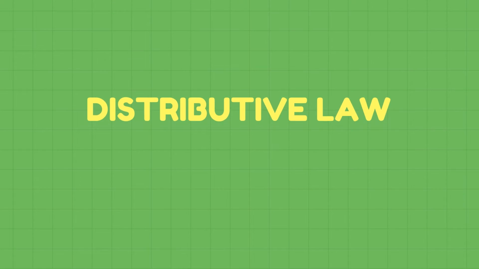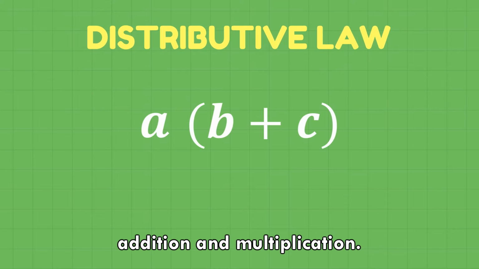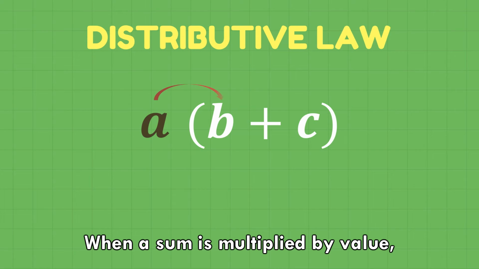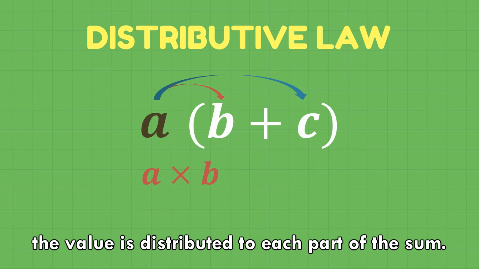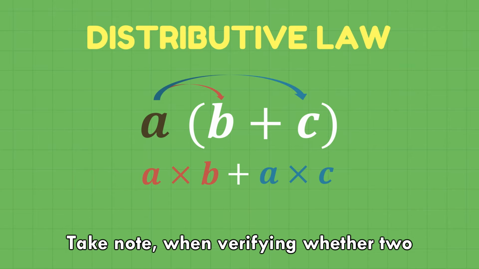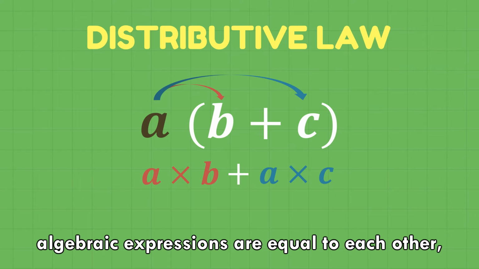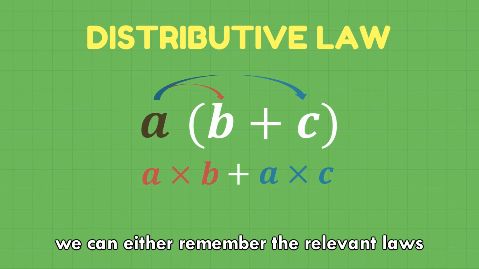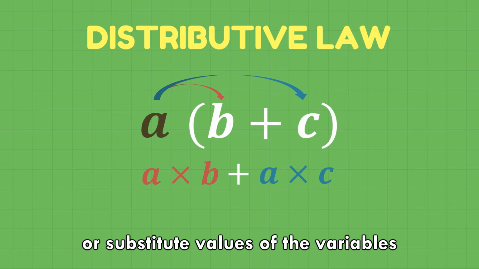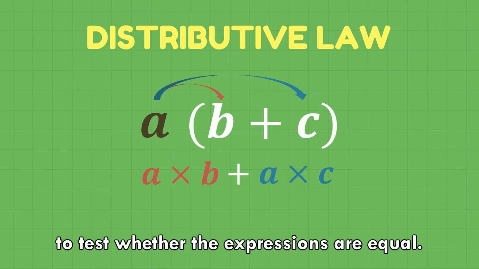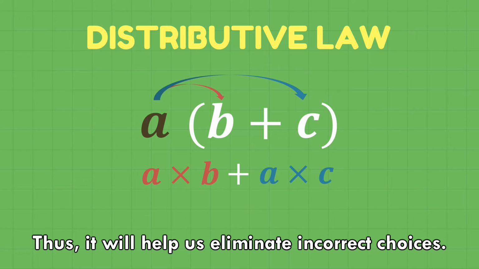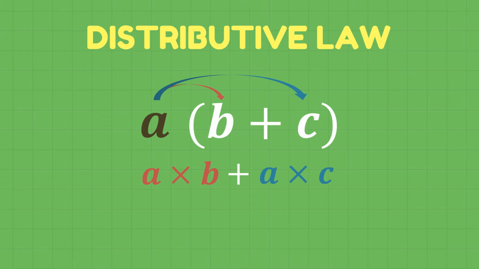Distributive law. It deals with the organization of addition and multiplication. When a sum is multiplied by a value, the value is distributed to each part of the sum. Take note, when verifying whether two algebraic expressions are equal to each other, we can either remember the relevant laws or substitute values of the variables to test whether the expressions are equal. Thus, it will help us eliminate incorrect choices.